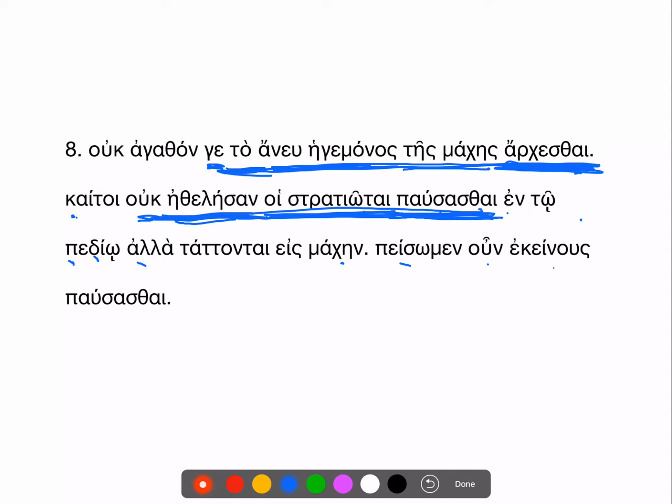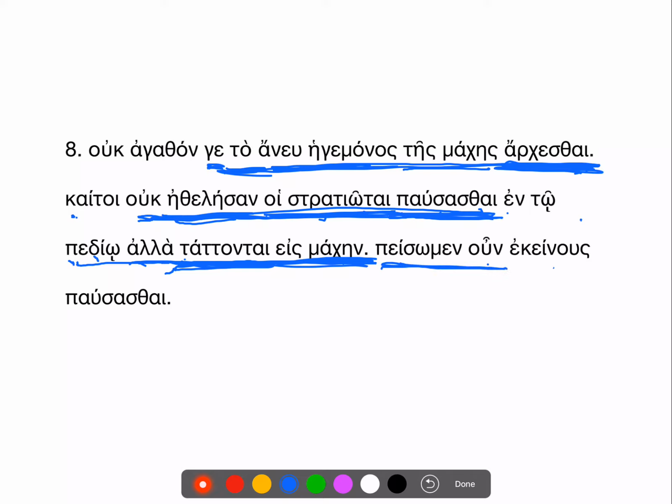But tattontai, that's the middle of tatto, I think. But they are falling into order of battle. Eis machen. I guess I already used that up. They are falling into order of battle. So, the soldiers didn't want to cease on the plain, but they are arranging themselves for battle. They are falling into order of battle.